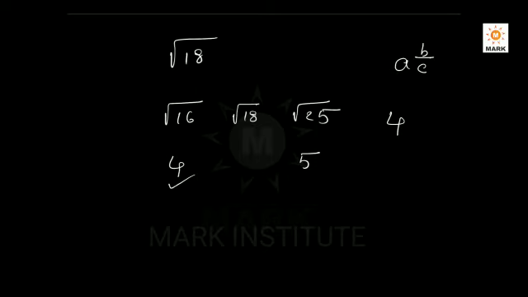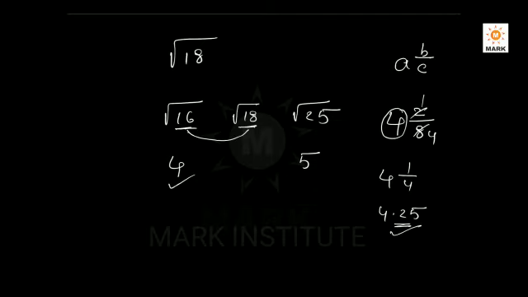Now what do we have to do? Take the difference between 16 and 18. The difference is 2. After that, take the double of 4, which is 8, and write that number here. So 2 by 8 can be written as 1 by 4. So 4 1 by 4, that means approximately 4.25 is the square root of 18. Like that also we can tell.